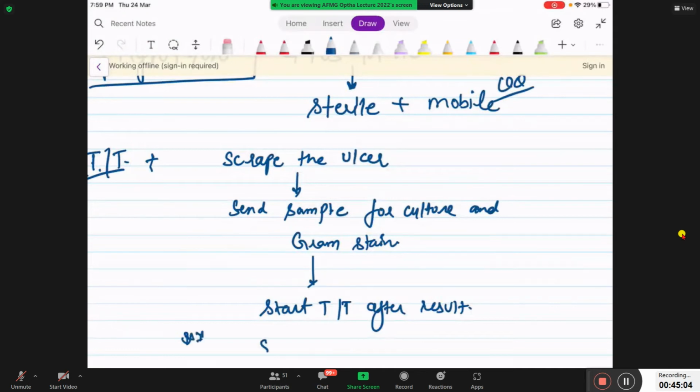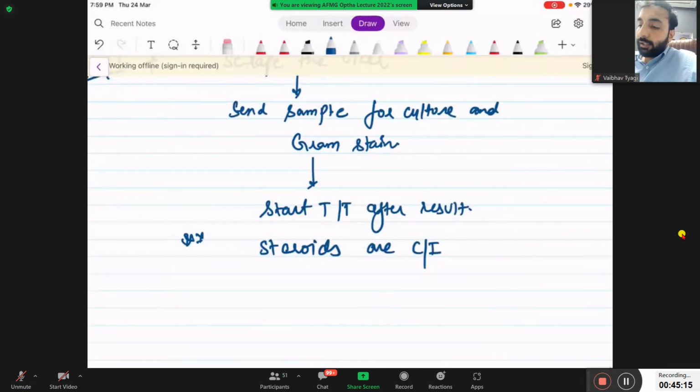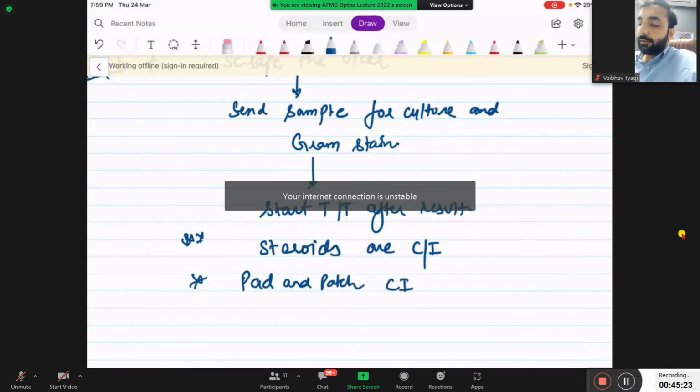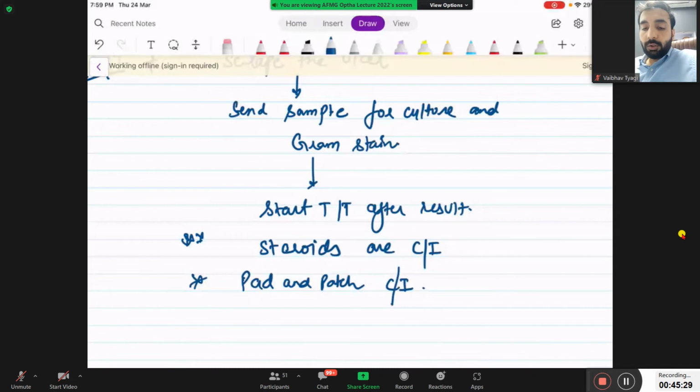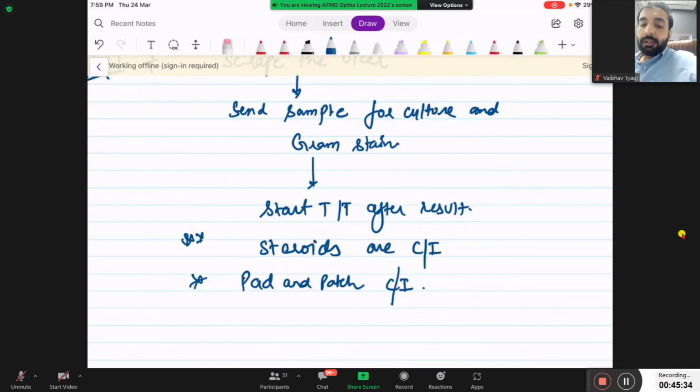Two important points you have to remember in bacterial corneal ulcer: steroids are contraindicated. CI means contraindicated. And pad and patch of the eye is also contraindicated. Don't patch that eye which has a bacterial corneal ulcer. Why are steroids contraindicated? See, in the Indian setup, the patients who are working in farms usually get this bacterial corneal ulcer or any foreign body ulcer.